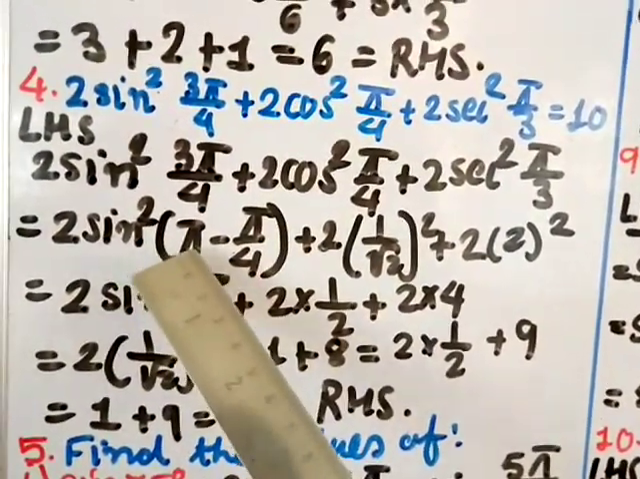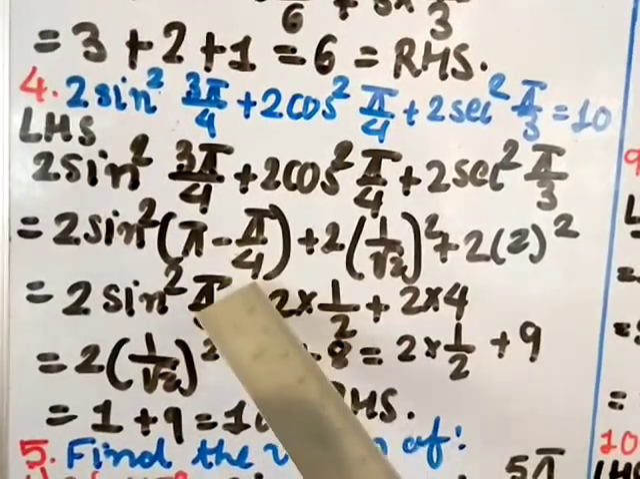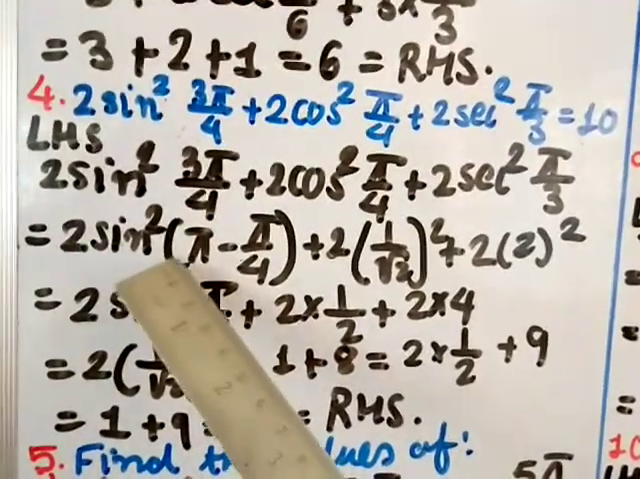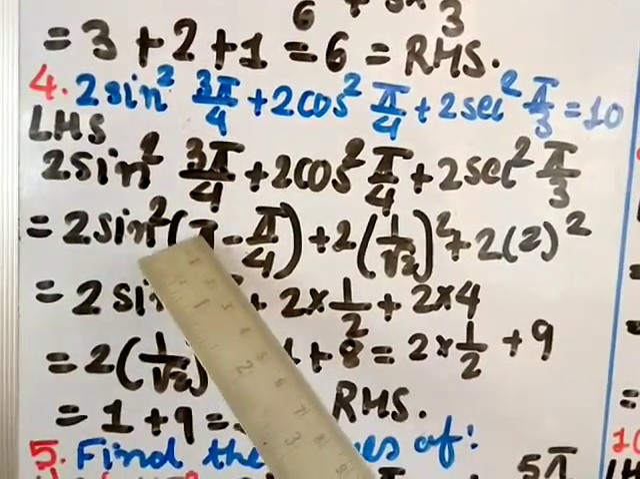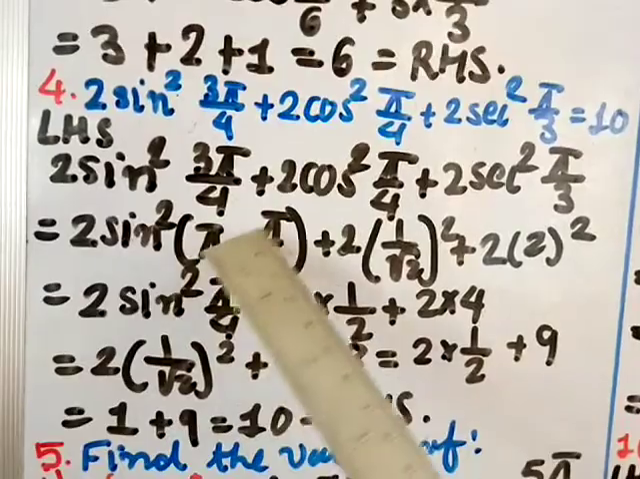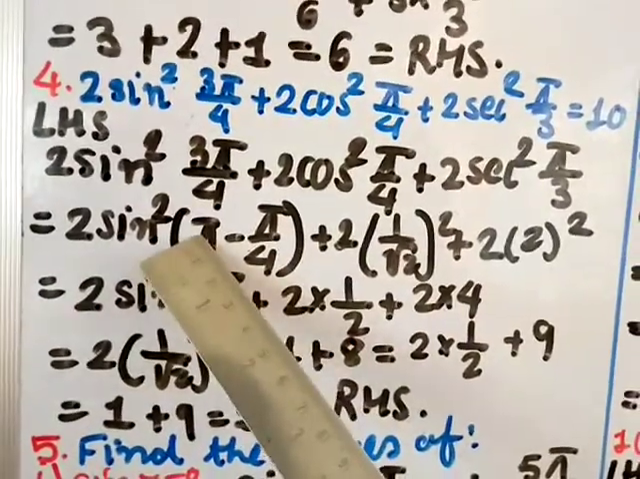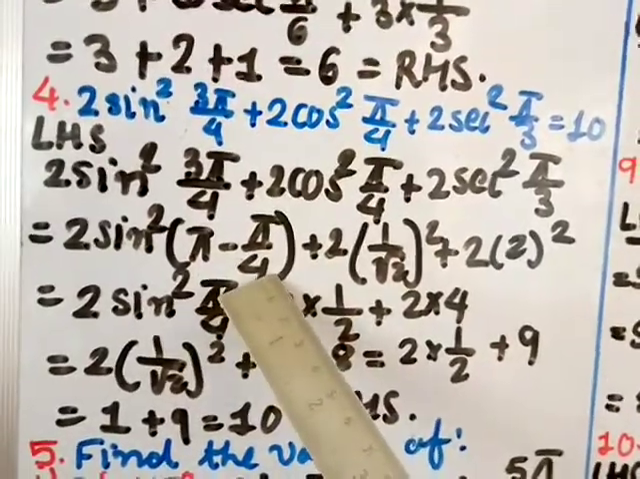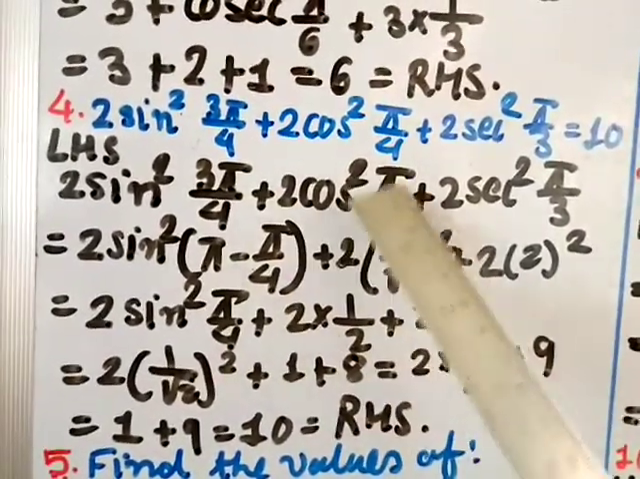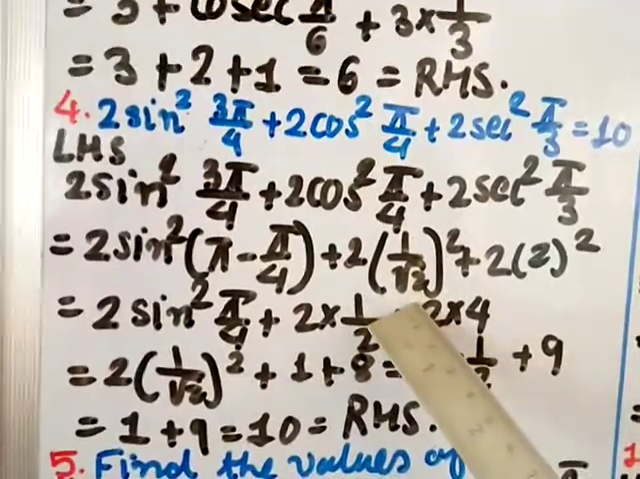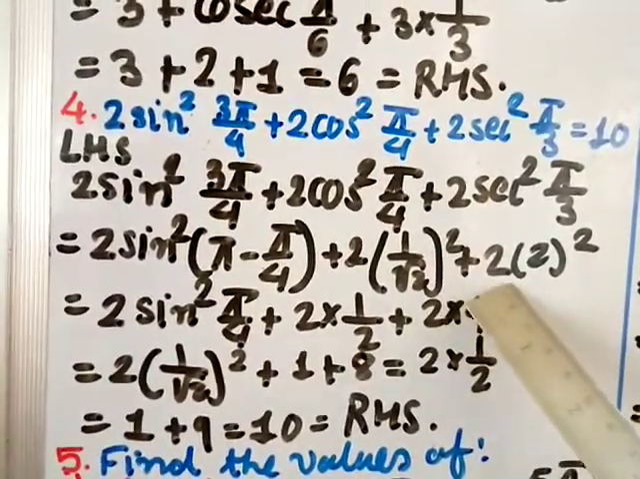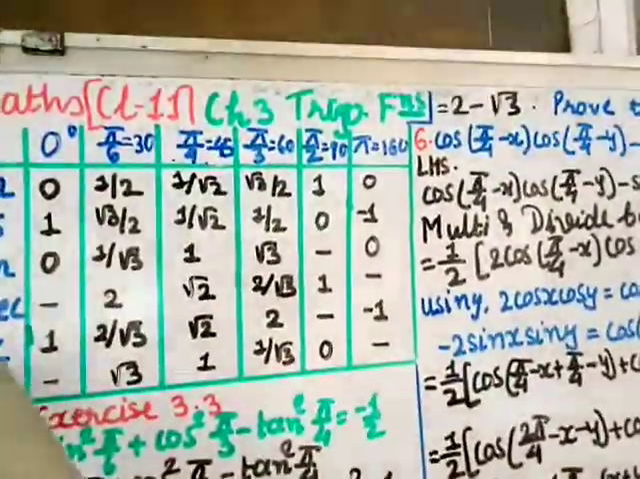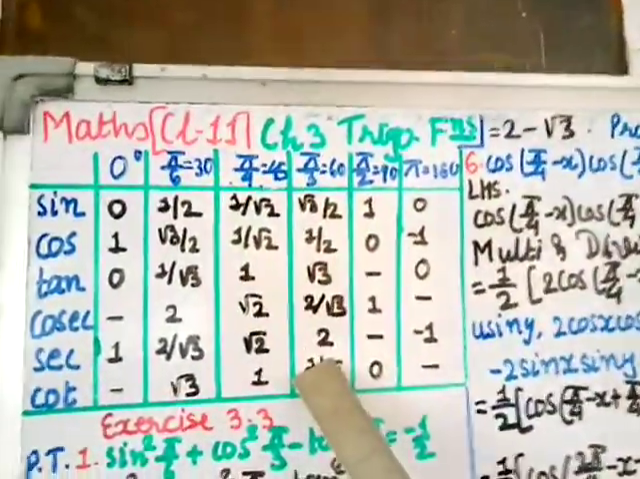Put here a multiple of pi so that its difference with pi by 4 or addition with pi by 4 gives you 3 pi by 4. So you know here if I put 1 pi, that is 4 into 1 pi is 4 pi minus 1 pi will give you 3 pi. You have to take LCM. So here pi minus pi by 4, plus 2 as it is cos square pi by 4, and cos pi by 4 value is 1 by root 2 whole square, plus 2 sec square pi by 3. That value is 2. Sec square pi by 3, that is 2. So 2 value.